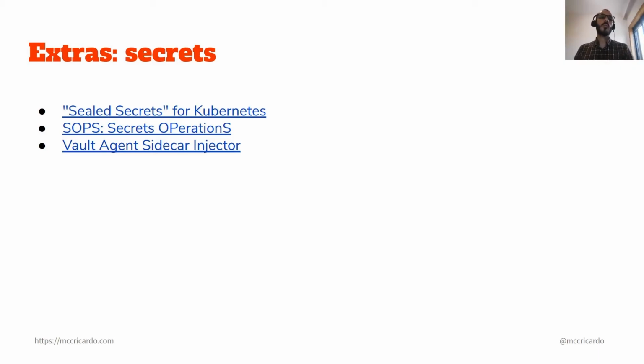SOPS is a project from Mozilla that follows a similar pattern. There's a public key which we will use to encrypt secrets and put them in Git, and then an agent inside the cluster will actually decrypt and make that available to the application. Another solution is to use the Vault agent sidecar injector that will actually connect to a Vault cluster, fetch the secrets and provide the secrets to the application either via a file on the file system or through environment variables.